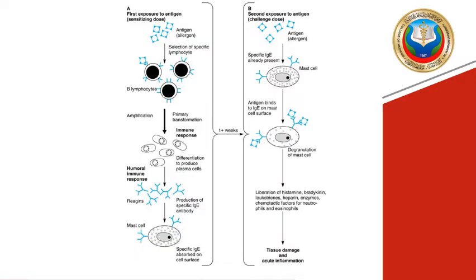This is a diagram showing the hypersensitivity reaction. You see allergen, plasma cell stimulation, IgE production coating the mast cells, second exposure, mast cell degranulation and secretion of mediators, what are called primary mediators and secondary mediators.